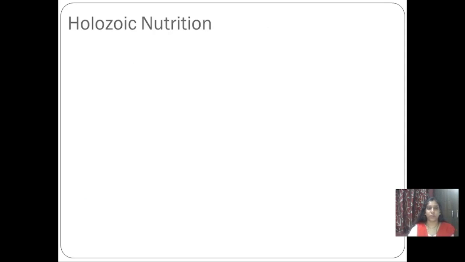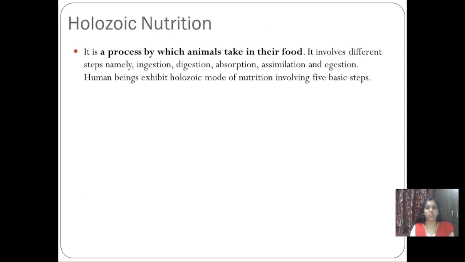Holozoic nutrition. What is holozoic nutrition? The process by which animals take in their food is called holozoic nutrition. Now this involves the 5 steps which we just saw: ingestion, digestion, absorption, assimilation and egestion. So children, humans also exhibit the process of holozoic nutrition, which involves 5 basic steps.